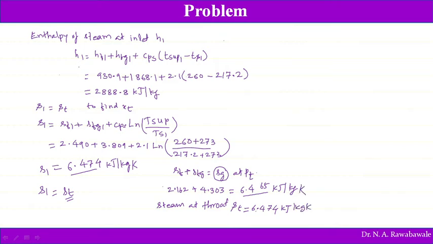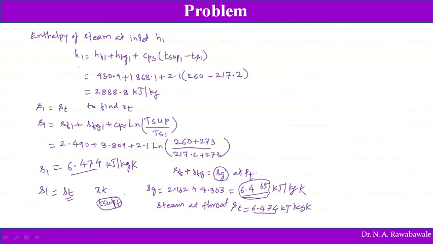So here this entropy is greater than the entropy of dry saturated steam at throat pressure. SG at throat pressure PT is 6.465. This is less and this is more. That indicates steam at throat is superheated steam. So we need not find out XT, we have to find out T sup T at throat.